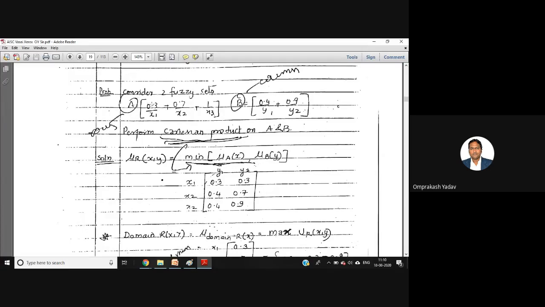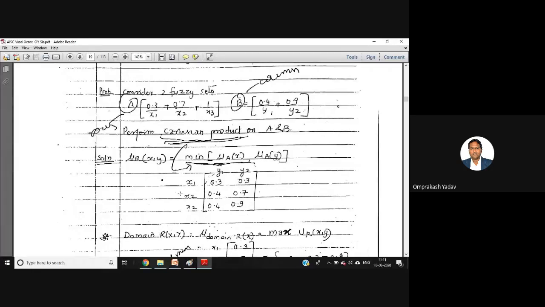So what I am doing, I am taking the first element, first membership value 0.3. I'll compare with this one, then I will compare with 0.9. So first I am comparing 0.3 with 0.4. 0.3 is minimum, so I am writing over here. Then 0.3 compared with 0.9, 0.3 is minimum, so in this particular column.